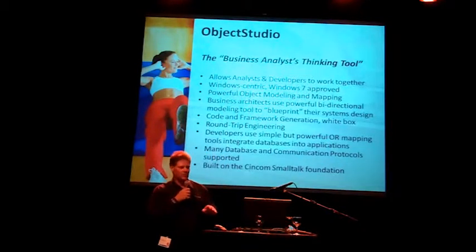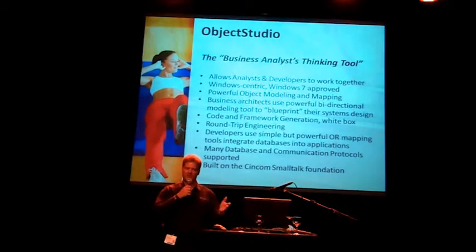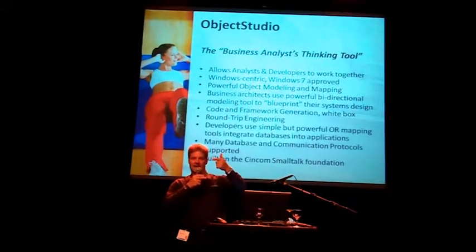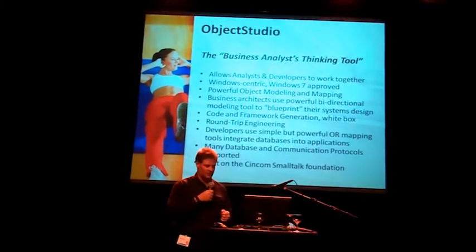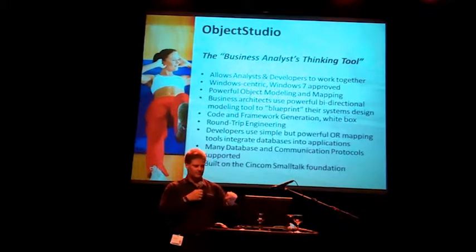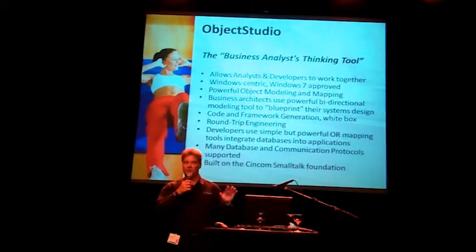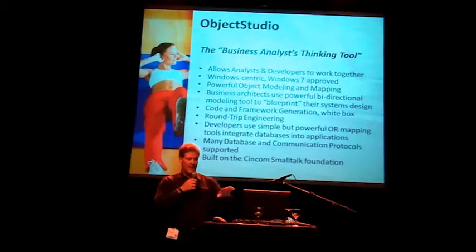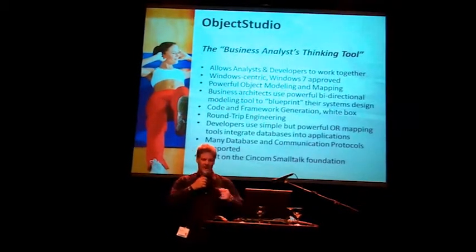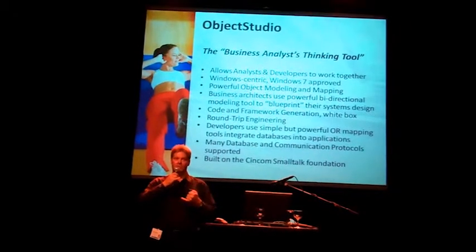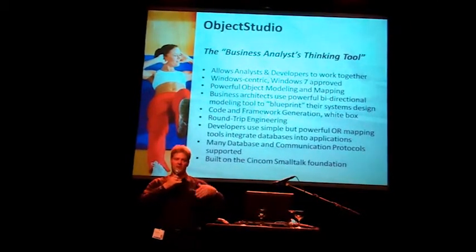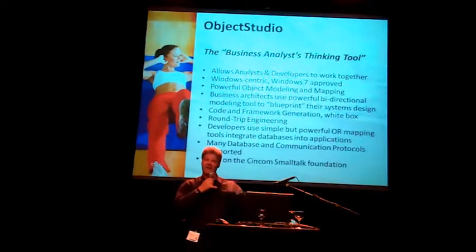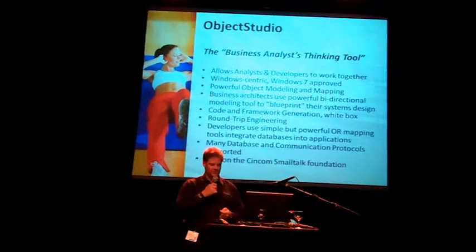We're going to be showing you some tools in Object Studio. Like I mentioned, that's the business analyst thinking tool. It lets architects and analysts, along with developers, work together to develop the software. It's Windows-centric. It's Windows 7 approved. It has object modeling and mapping, and we're going to be demonstrating that. I mentioned the bidirectional capability, which is really important because you don't wipe out all your work, but you can work together to move forward and see the results reflected at both ends.